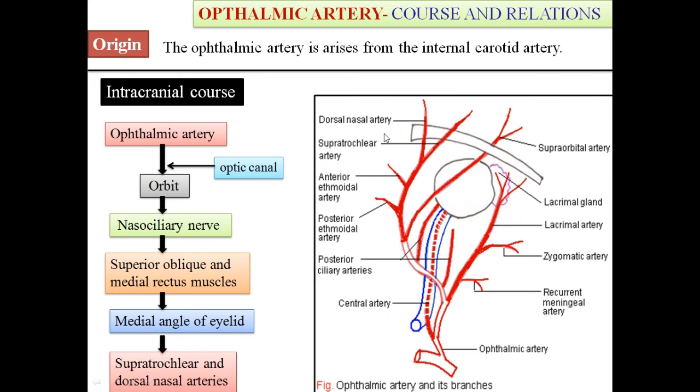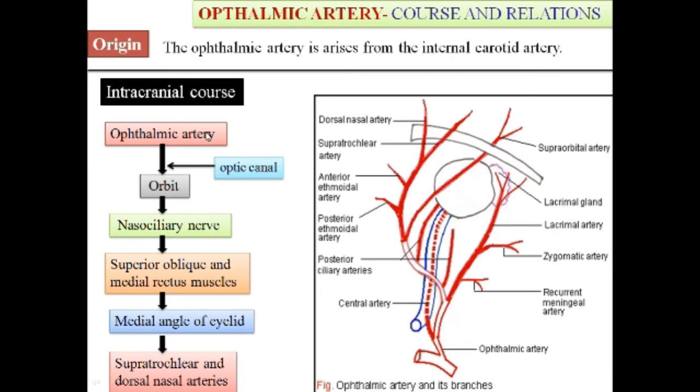And you can see here the ophthalmic artery, its course and relations. This is an important artery of the orbit. As for the intracranial course, the ophthalmic artery is the first branch of the internal carotid artery after it emerges from the cavernous sinus, and it follows a short intracranial course.